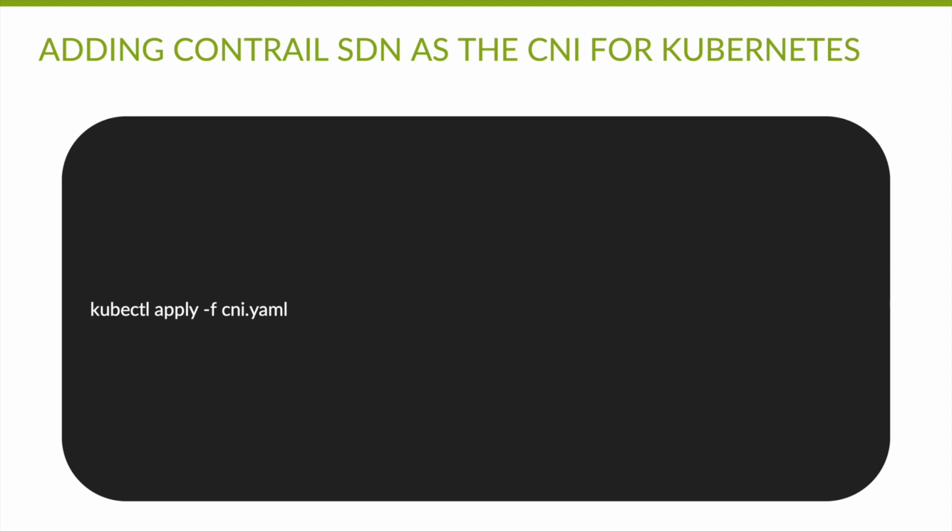So in our laboratory, we added Contrail as the CNI for Kubernetes. We used a CNI.yaml for that, so it's a one-line deployer that then builds a high available cluster of SDN controllers that can do all of the use cases that you see in this video series.